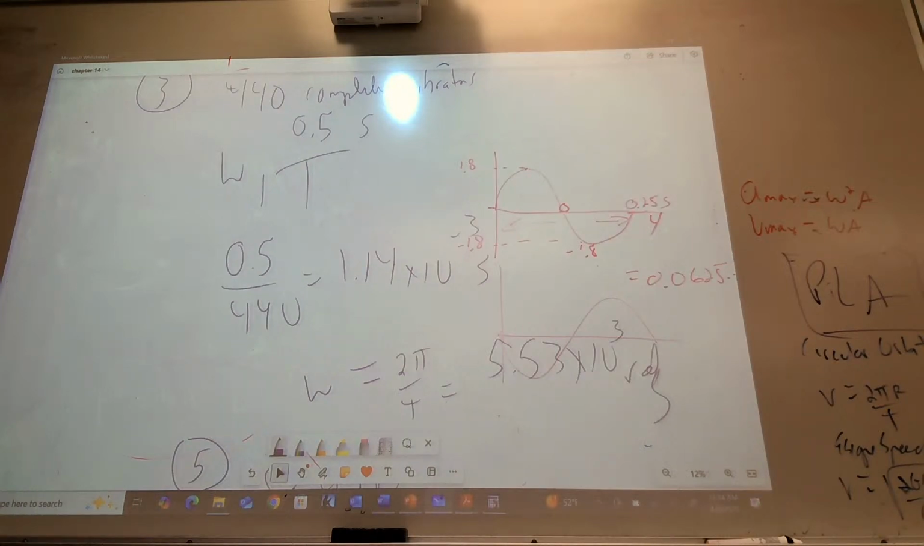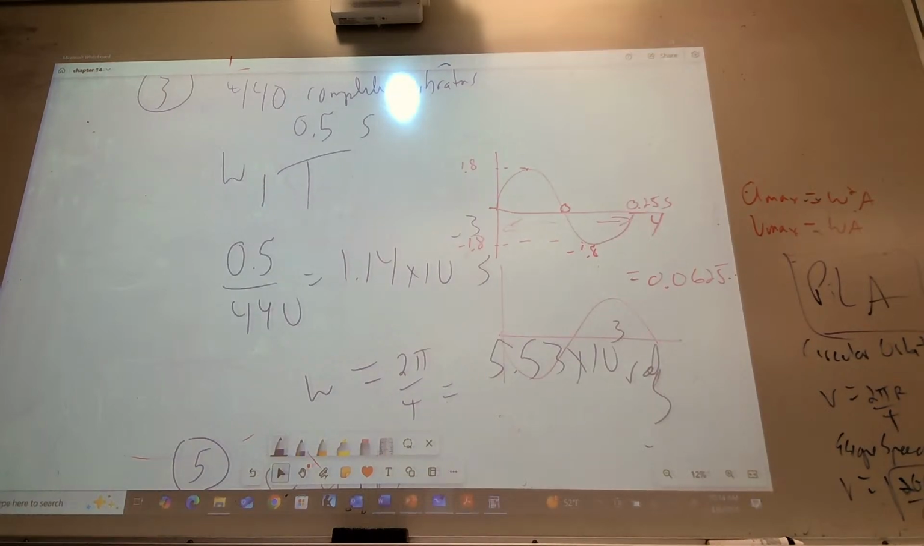Tori, can you please read 7? A 2.4 kilogram ball is attached to an unknown spring and allowed to oscillate. Figure 14.7 shows a graph of the ball's position x as a function of time t. What are the oscillation's period, frequency, angular frequency, and amplitude? What is the force constant of the spring?